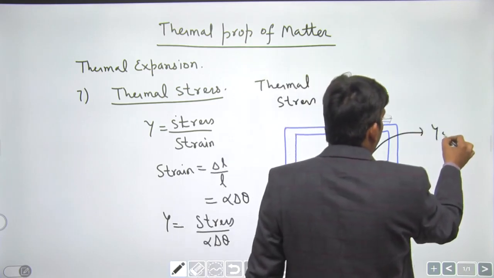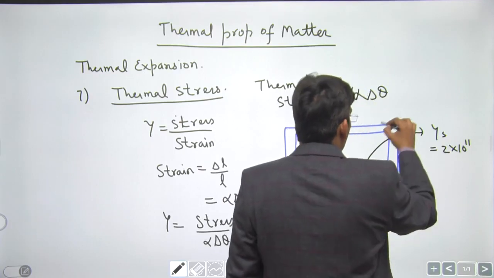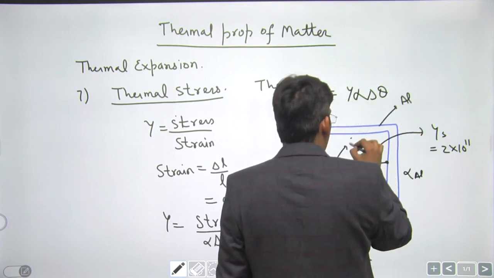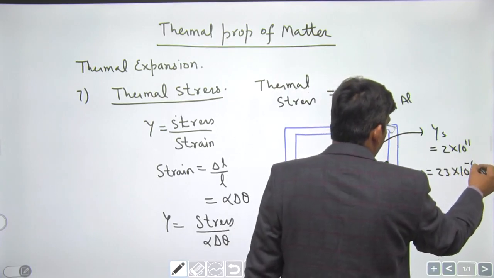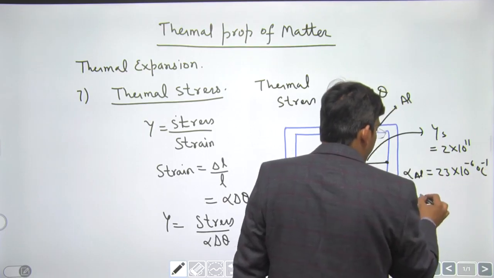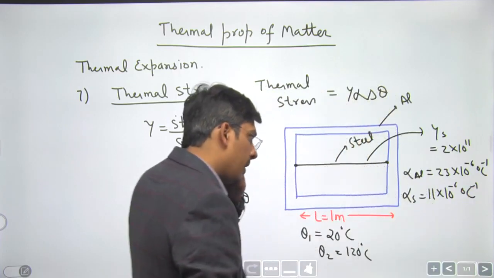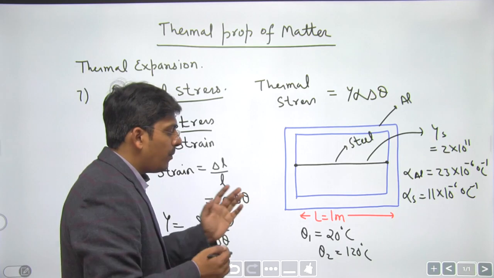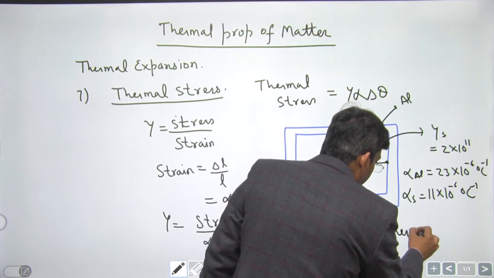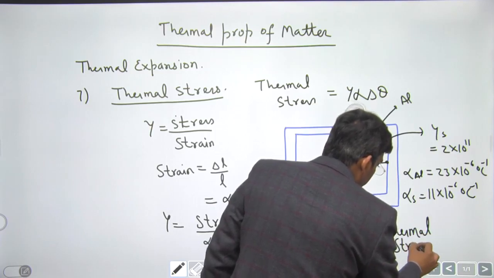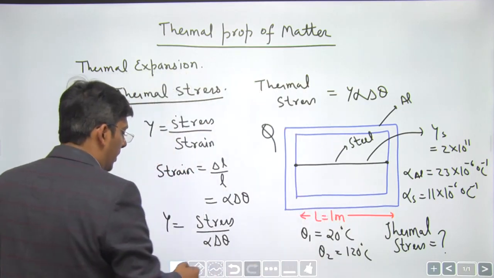Young's modulus of this steel wire being 2 into 10 to the power 11, and alpha for aluminium, this is the aluminium frame, this is the steel wire, alpha for aluminium being 23 into 10 to the power minus 6 per degree Celsius, and alpha for steel being 11 into 10 to the power minus 6 per degree Celsius. So when you change the temperature from 20 degrees Celsius to 120 degrees Celsius, what will be the thermal stress in the steel wire? You are asked to calculate the thermal stress in the steel wire. This is a question based on thermal stress.